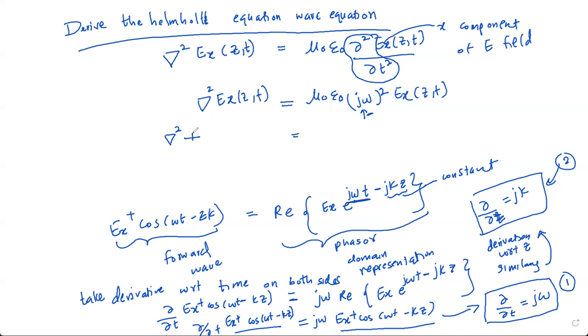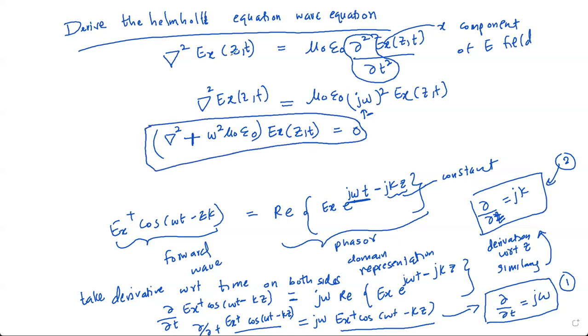Because of that, we are able to take the plus sign onto this left side, and we are left with omega squared mu naught epsilon naught into Ex(z,t), right? So this is what we are left with on one side of the equation, once we have simplified the wave equation further. This equation we call the Helmholtz equation, right?